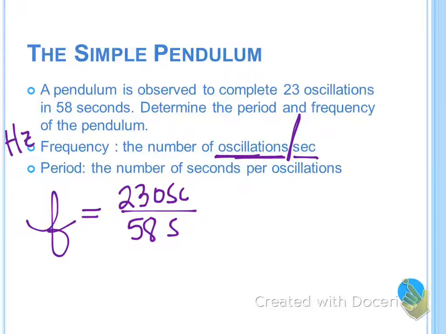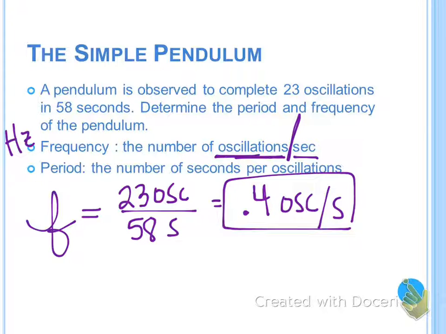So when we reduce that down, it's going to end up giving us about 0.4, or 0.396, right? I'm going to round that to 0.4 oscillations per second. So what this is telling us is that every second that goes by, it's made 40% of its oscillation, right? It's done 40%. Okay, and the reason I'm saying 40% is because we're at 0.4, but it's made less than half of its swing to and fro, or back and forth.